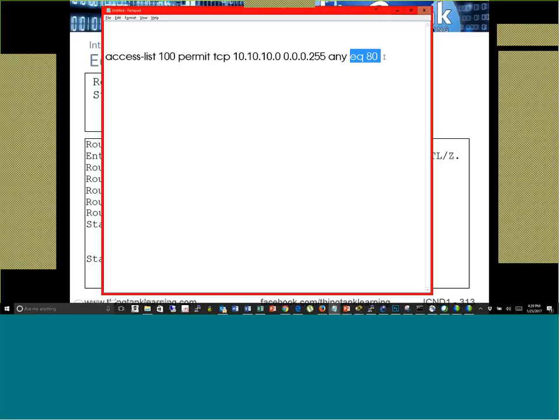Did I specify the source port? Where would the source port go? The source port would go right here. But how come I don't filter on the source port? I don't filter on source ports because they're usually random. Those are my ephemeral ports.